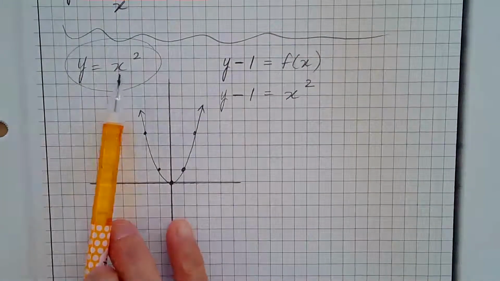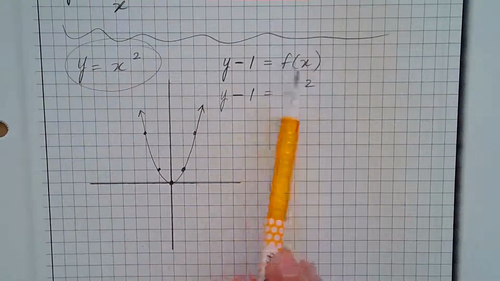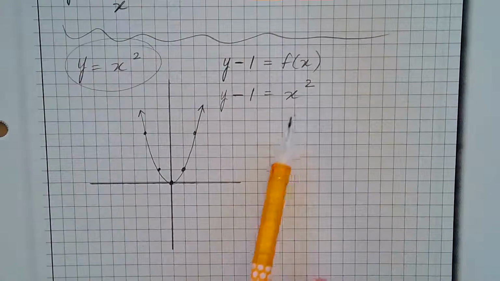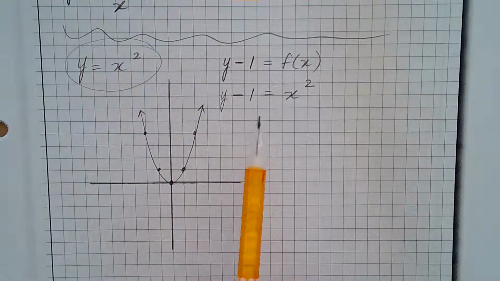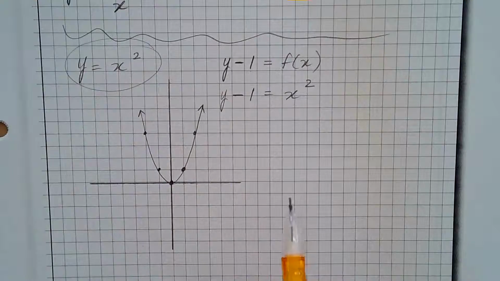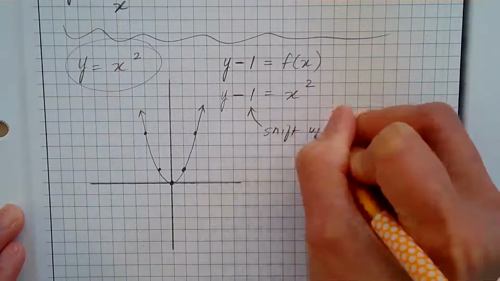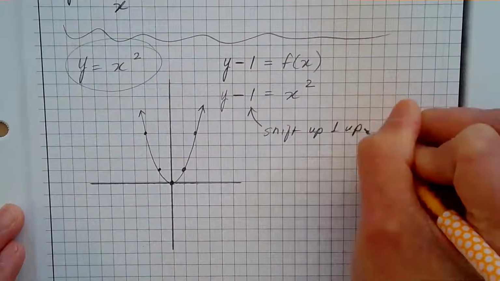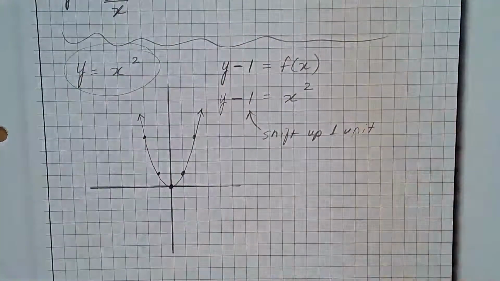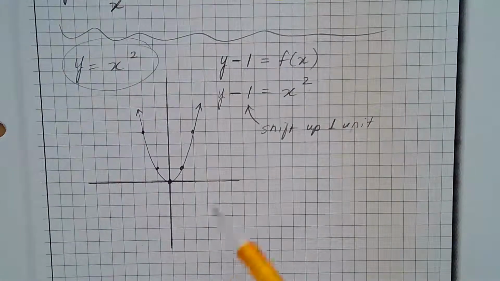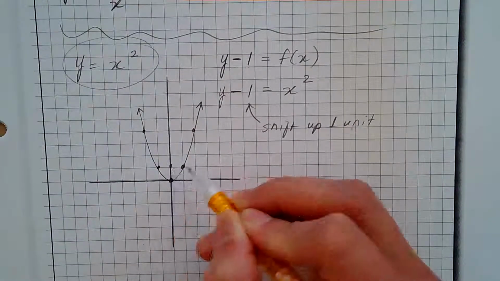Now, this graph was transformed into y minus 1 equals f of x. But we know f of x is x squared. So what does that mean? Shifting up 1 unit. Okay, so if we shift this up 1 unit, what would it look like? This is going to be up 1.